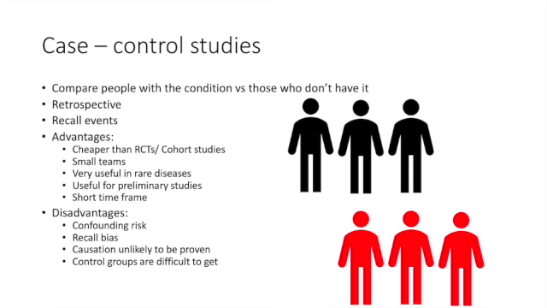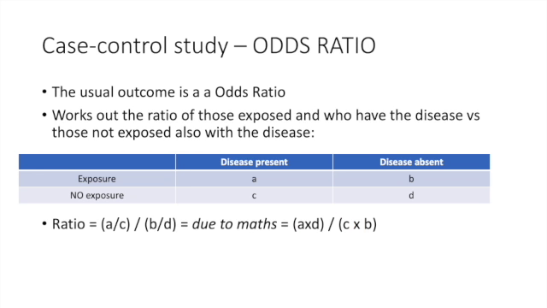Disadvantages: obviously you've got massive amounts of confounding factors, and you've got so much recall bias there as well, so you need to make sure that the interview questions and the interviewers aren't leading the patients, and that you're not having your own bias drawn into it. Unfortunately, causation is unlikely to be proven from this, and with the control groups, trying to get someone who's matched to the actual person with the disease is very difficult.